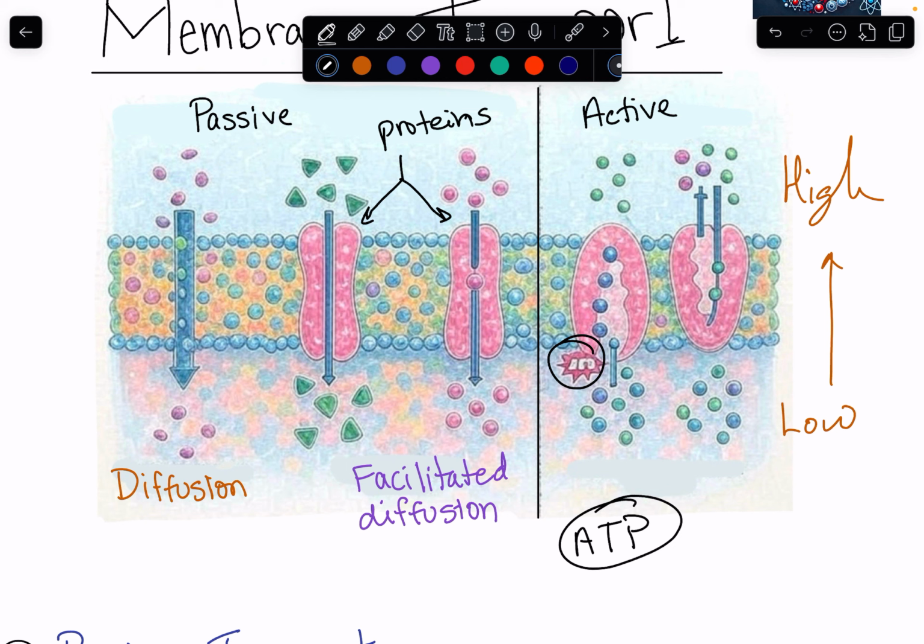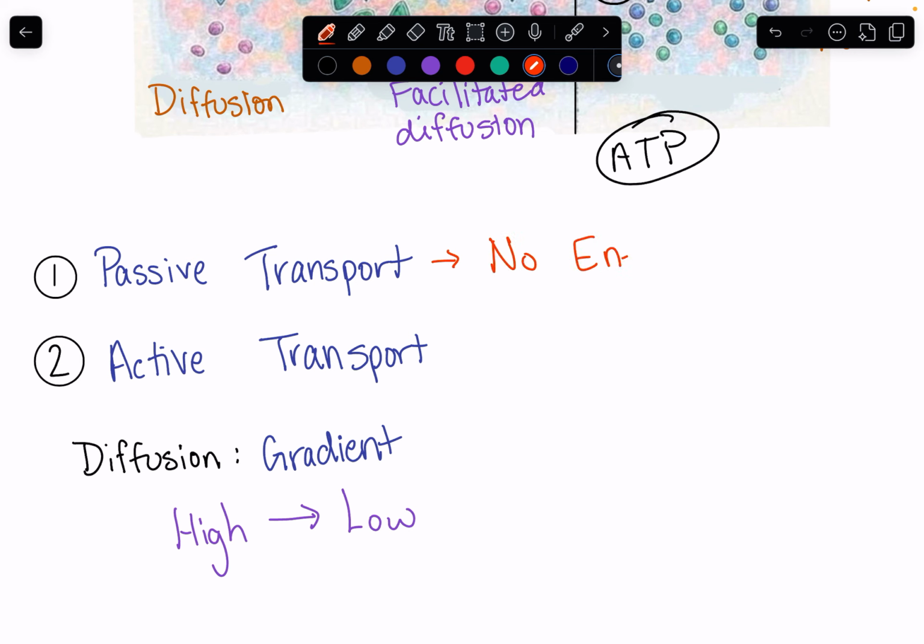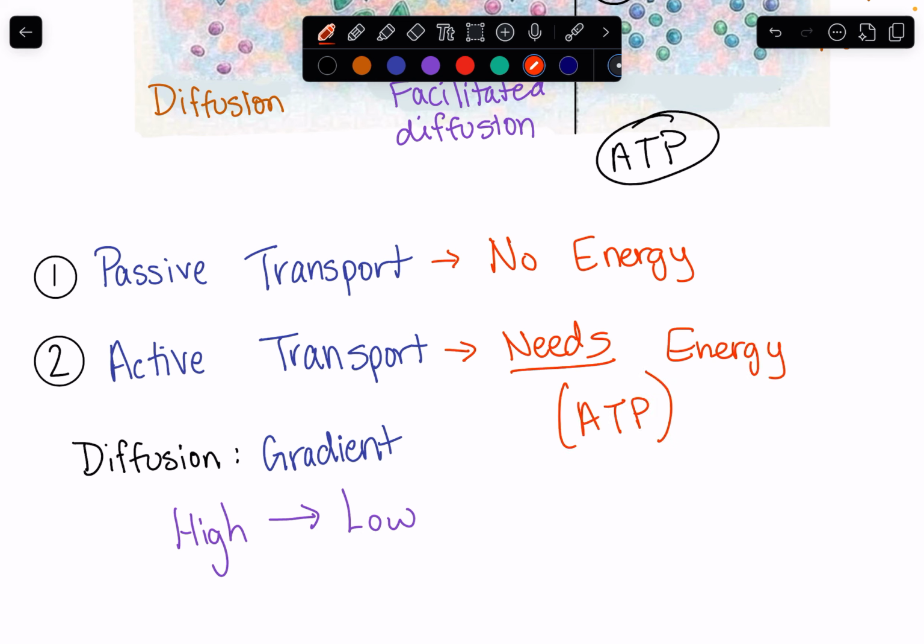And we're going to see a lot of this when we talk about the electron transport chain, especially when we talk about the citric acid cycle and energy production within the mitochondria. So that's just a little bit of an overview I wanted to cover in terms of membrane transport with active and passive transport. Passive transport does not require energy. Let's go ahead and write that down here. No energy. And active transport needs energy, in the form of ATP.